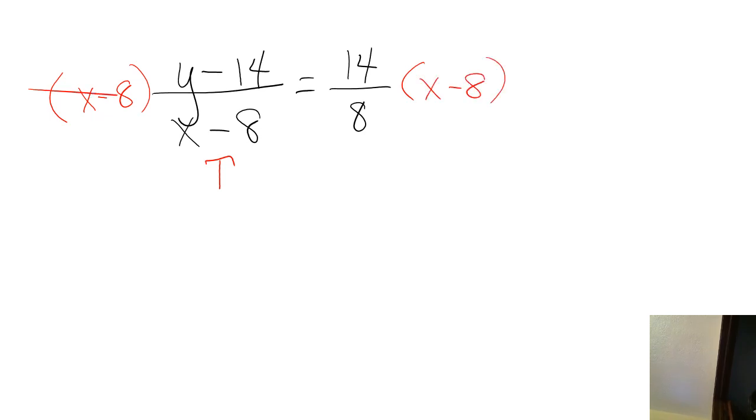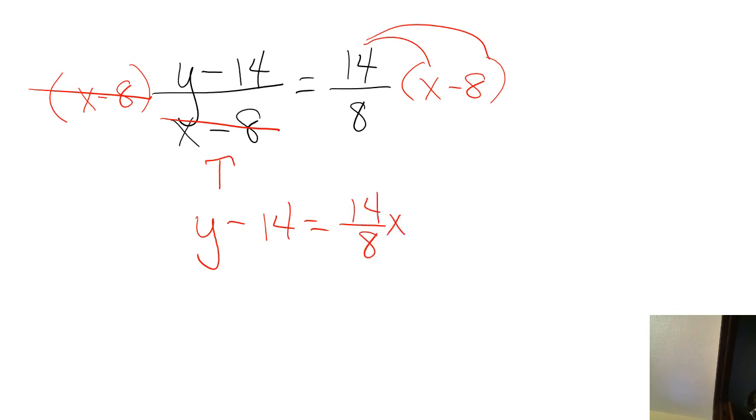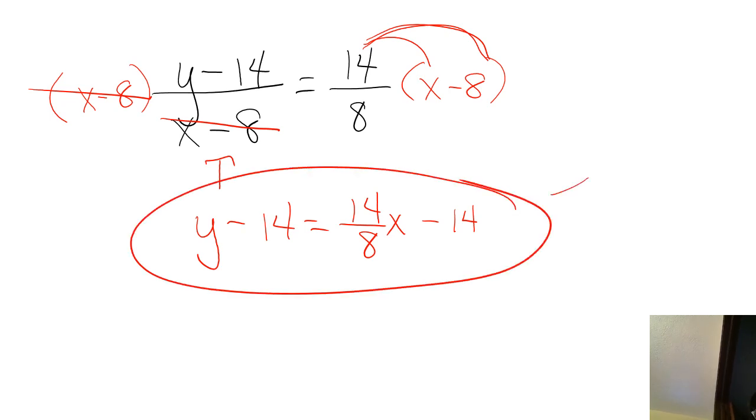And when I do this, that quantity and that quantity will cancel each other, and we get y minus 14 equals, all right, I go ahead and distribute. 14 over 8 times x is just 14 over 8 times x. I read it that way. Now 14 over 8 times negative 8 ends up negative 14. Okay? So now that's an equation that works, and that one has a name. That is called point slope.